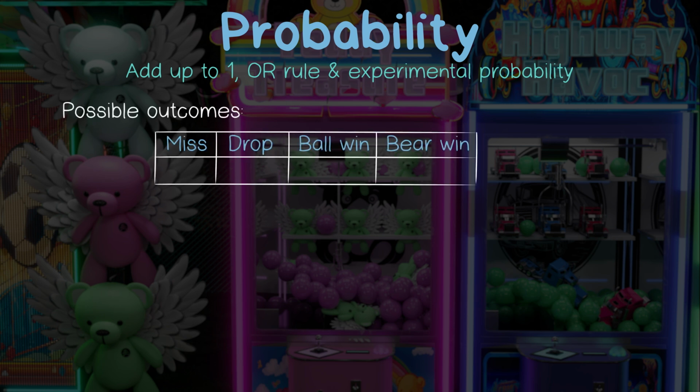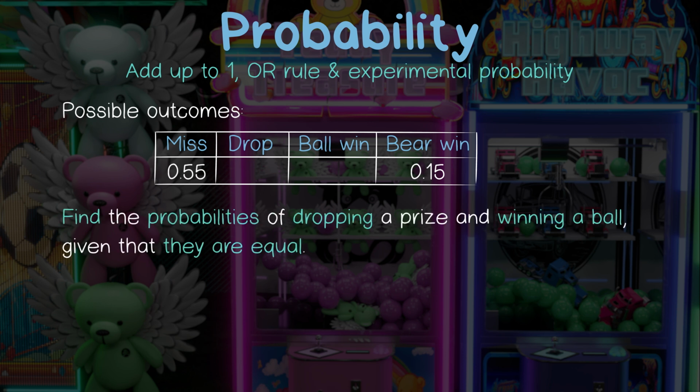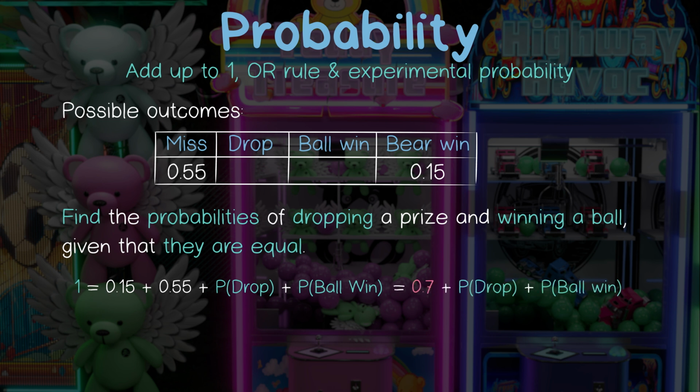Okay, let's practice with another example. What if the odds were 0.15 for a win and 0.55 for a miss? Now we know that 0.15 plus 0.55 plus 2 times another number equals 1. So 0.15 plus 0.55 is 0.7, and then that subtracted from 1 would give us 0.3, and if we divide that by 2, it equals 0.15. So in this case, the probability of dropping, or the probability of a ball win, are 0.15.